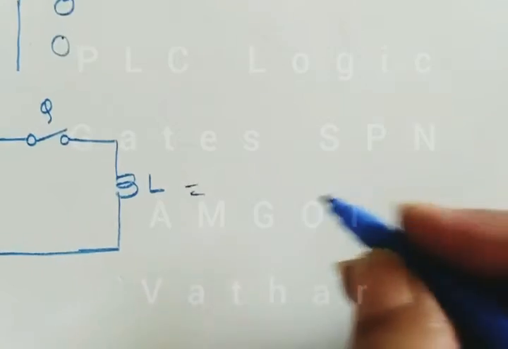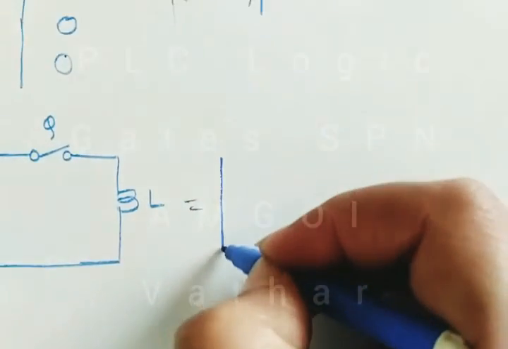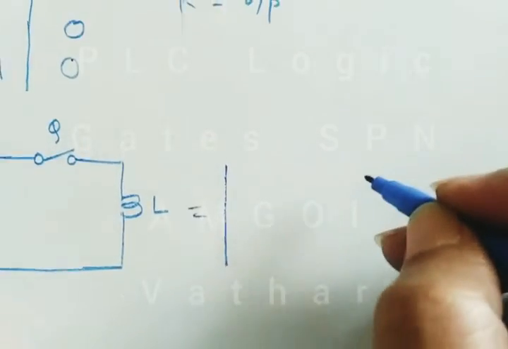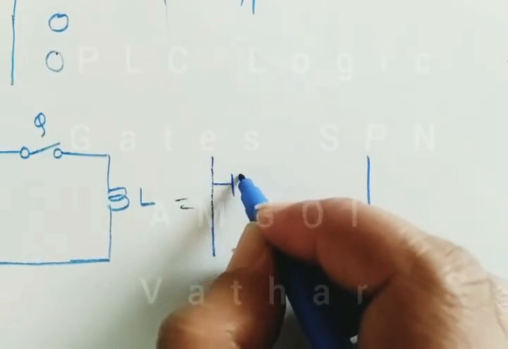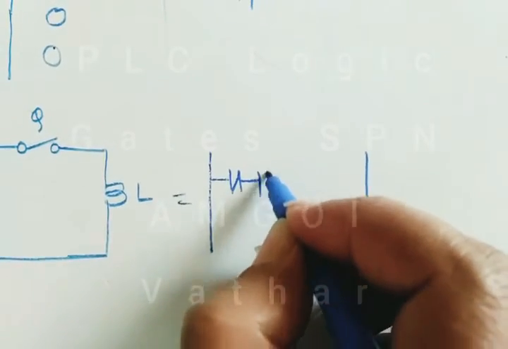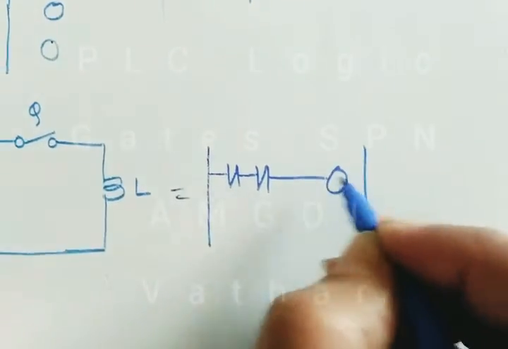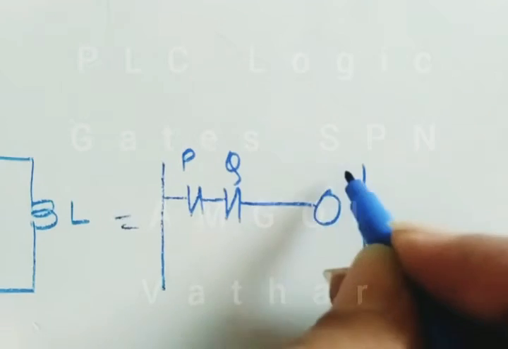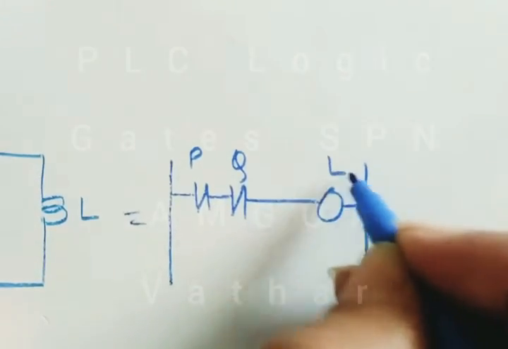The PLC ladder diagram of the NOR gate is realized by two normally closed switches connected in series, P and Q, and the lamp L shown as the output.